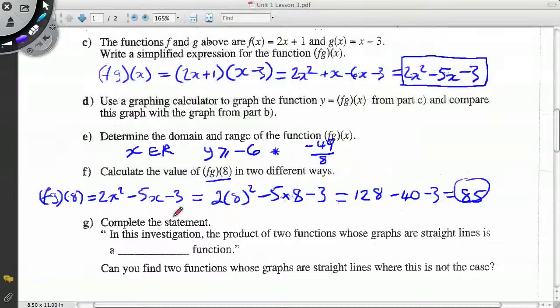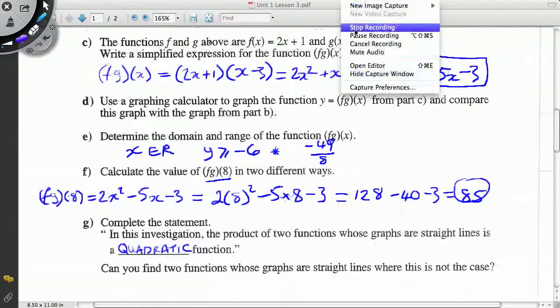Complete the statement. In this investigation, the product of two functions whose graphs are straight lines is a quadratic. In other words, it ends up being an x squared, like this up here. Can you find two functions whose graphs are straight lines? Well, this is not the case. Don't worry about that. And we'll pause as we turn to the next page.